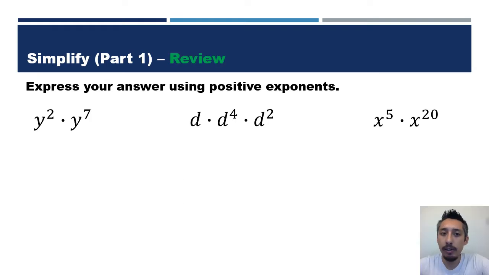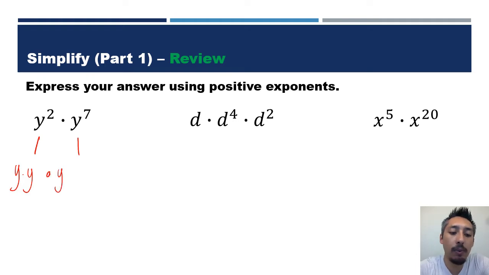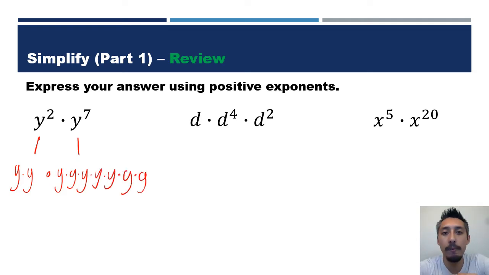That was 1 minute. Let's see how you did. Step number 1, let's go ahead and expand y to the power 2 and y to the power of 7. Y to the power of 2 is just y times y. Y to the power of 7 is y times y times y times y times y times y times y.